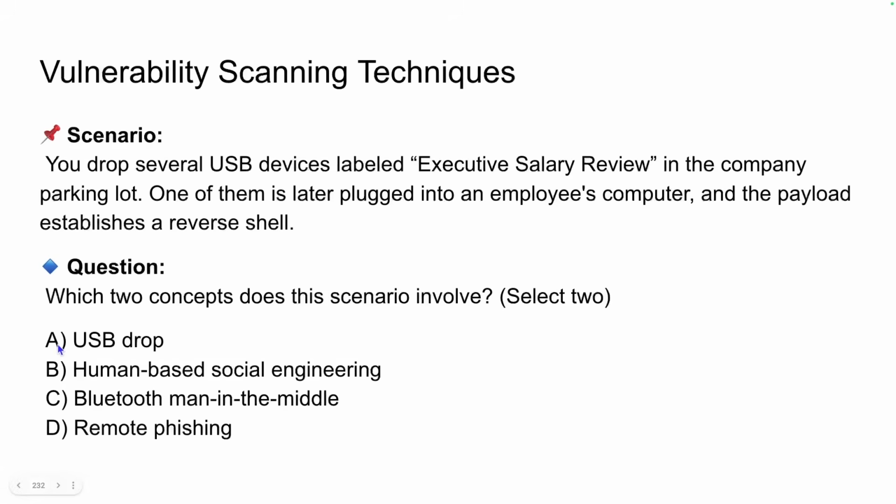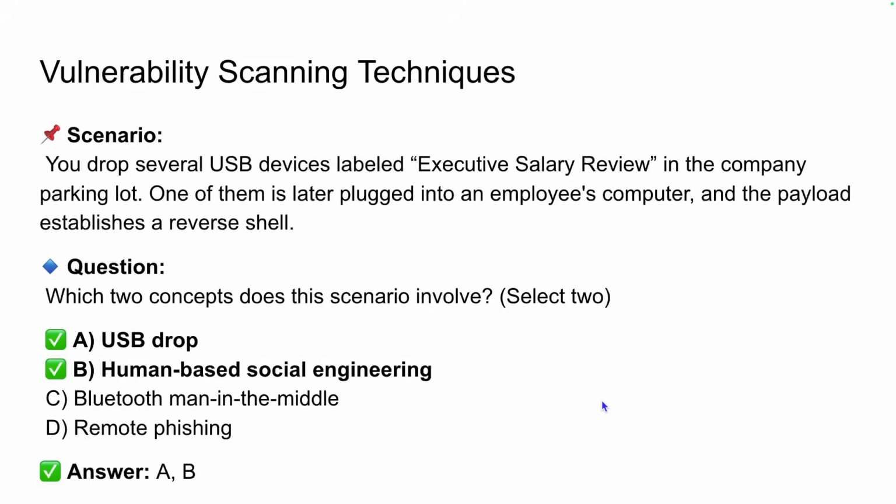So the USB drop, yes. Human-based social engineering, I'm going to say, yeah. Bluetooth man in the middle, not necessarily, because the payload establishes a reverse shell. I mean, technically that could kind of be it, but it's not a Bluetooth attack. It's something that physically was plugged into the computer. And remote phishing is not a part of this because it's technically a physical phishing kind of thing. If anything, it would be physical. So USB drop is definitely one. Human-based, I would say it's A and B.